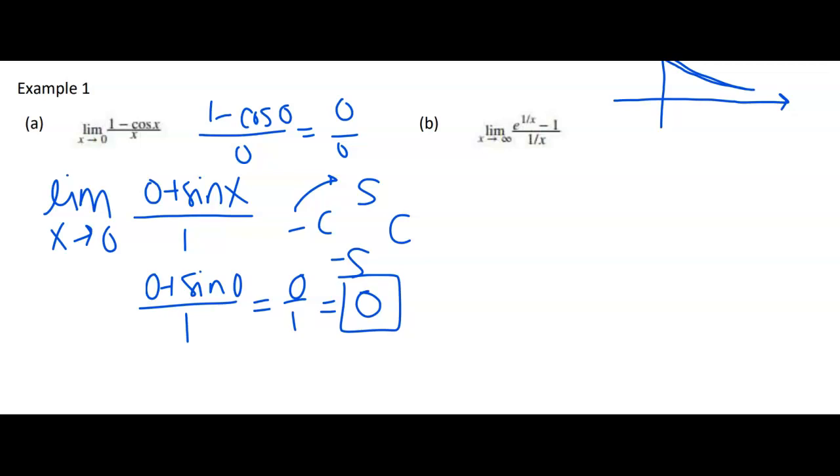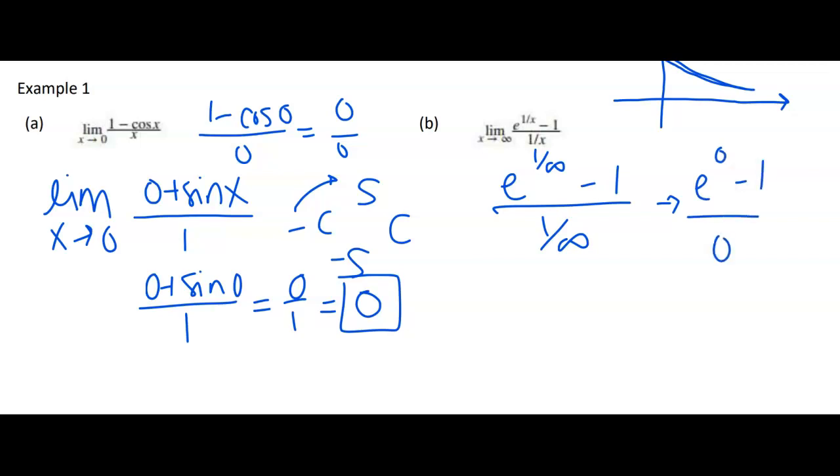As x goes to infinity, let's think about what's going on here. So I'm going to plug in infinity. I know that that's not always the best notation-wise. 1 over infinity gets really, really small. It approaches 0. Again, I'm going to get 1 minus 1 in the top, 0 over 0. All right, so let's go ahead and use L'Hopital's rule in order to evaluate this.